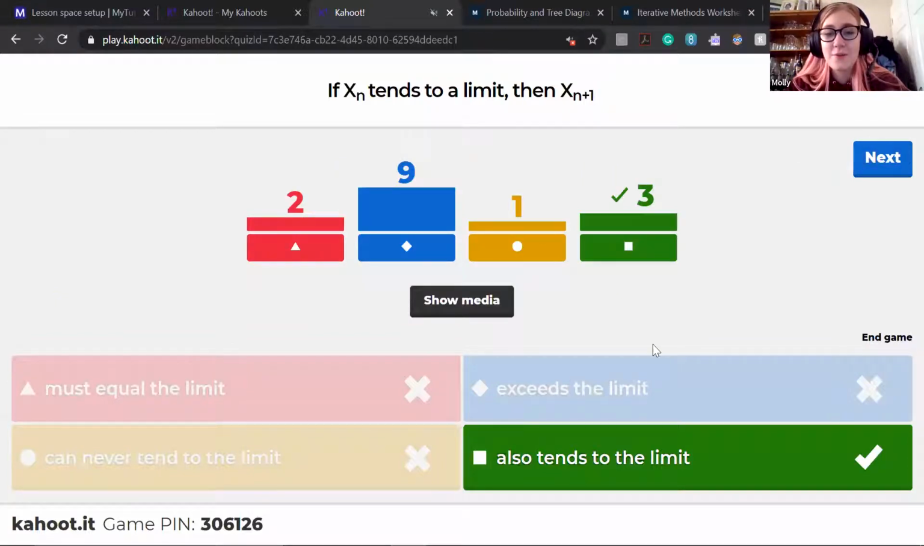Okay, yeah, a lot of people fall for that. So basically what it's saying is that if a sequence tends towards some limit, and what that means is it kind of gets closer to it but never reaches it, then if you take the next term in the sequence, that also just tends towards it.